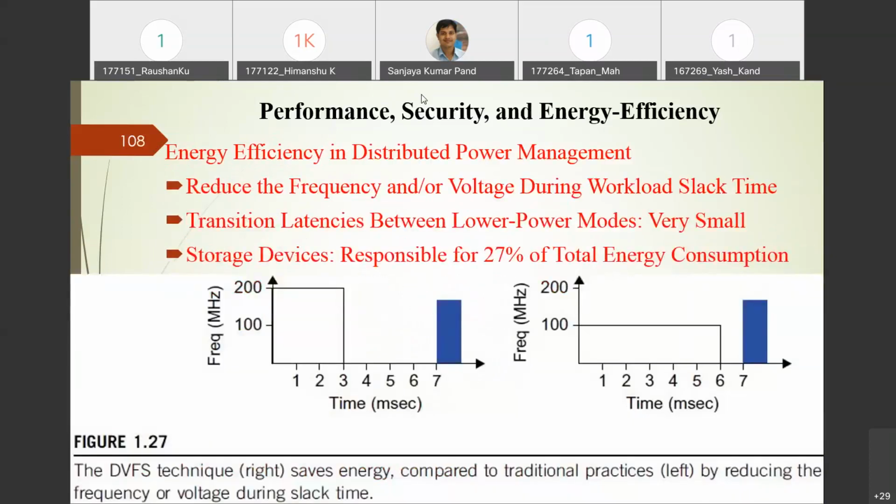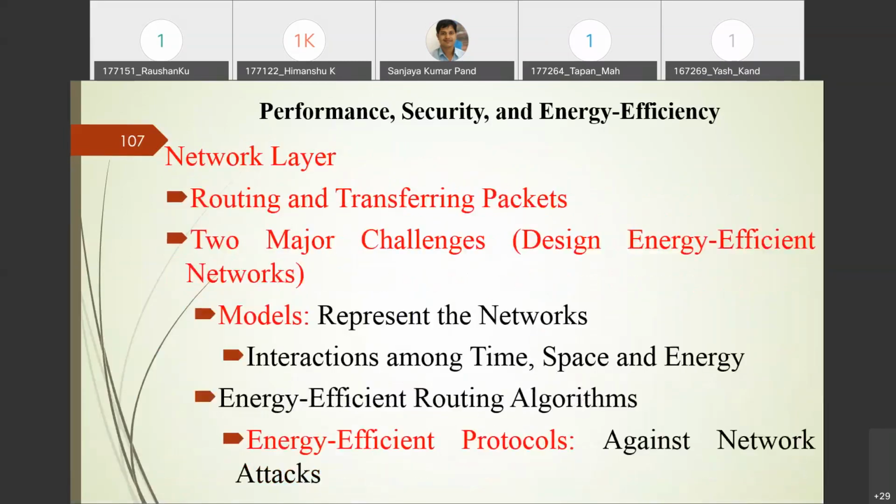See this example. Here somebody requires a frequency of 200 megahertz, right? In the second, we have reduced it to 100 megahertz. If you reduce to 100 megahertz, it is taking more time, but at 200 megahertz, it is taking less time. So the right side saves energy in comparison to the left side. That is the advantage you get. So frequency should not be the maximum, which will create a problem and increase your energy.